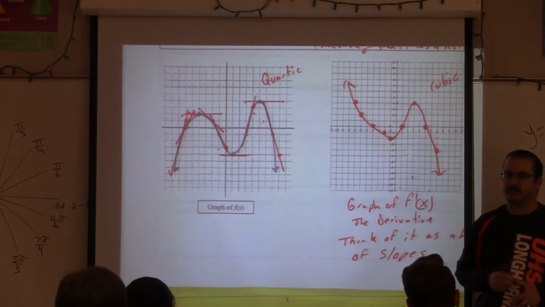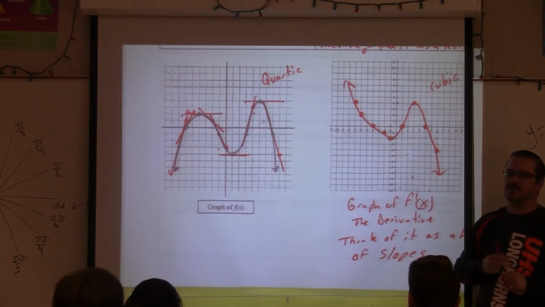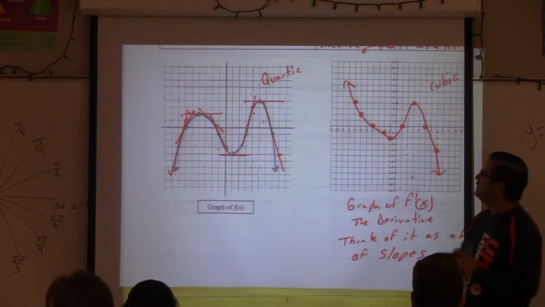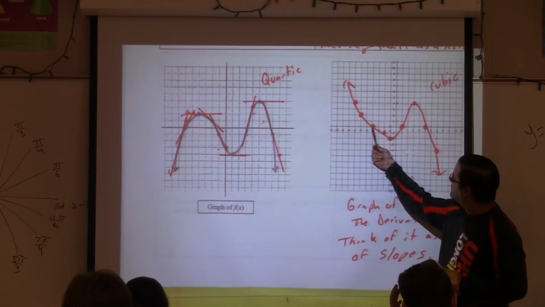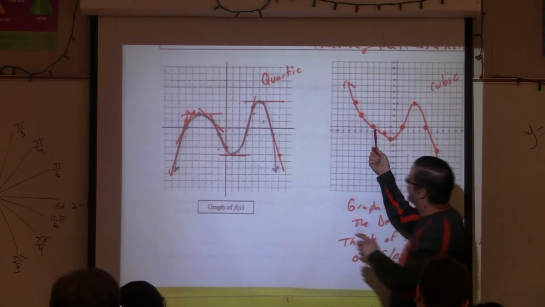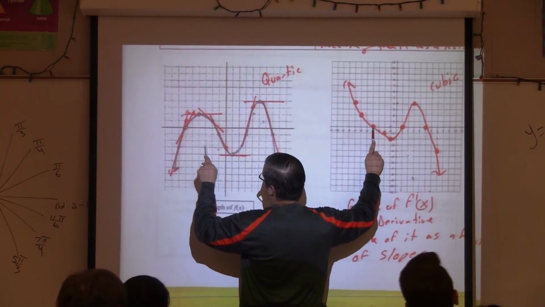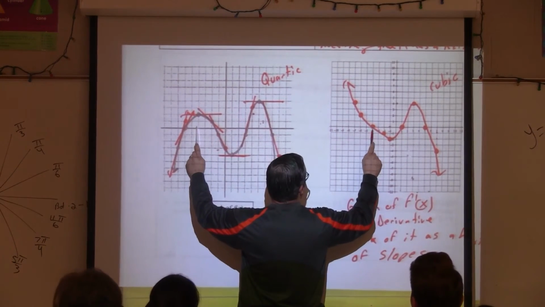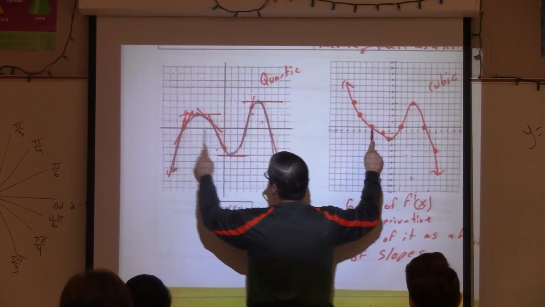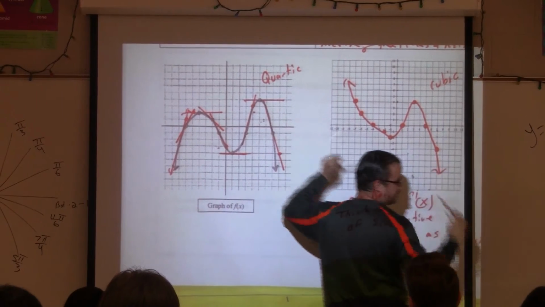Where are my slopes 0? No, tell me, where are my slopes 0? At what x's? At negative 4, 1, and 5. So when my slope is 0, that means my original graph should have a what or what? A relative min or max. So do I have that? Do I have a max at this value? And a min at this value? And a max at this value?